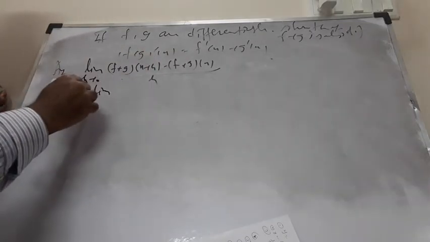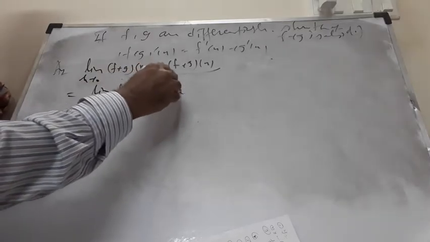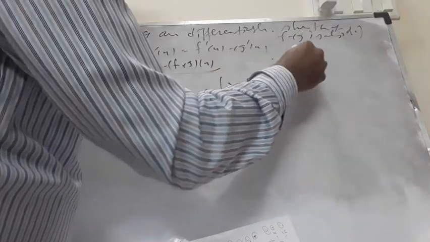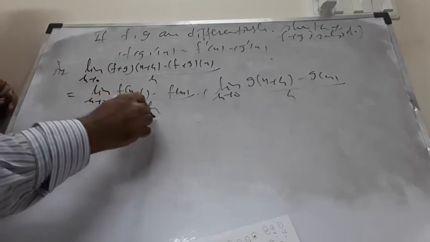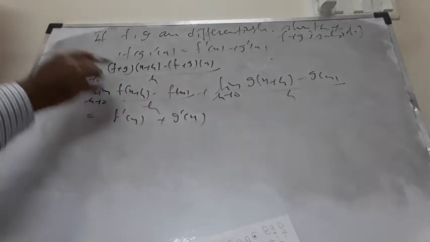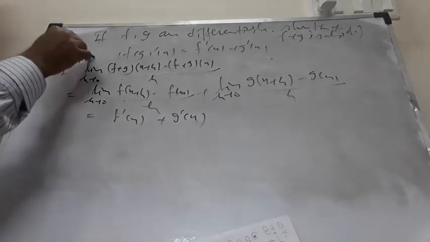What I will do is write (f(x + h) minus f(x)) whole by h separately, plus limit h to 0 of (g(x + h) minus g(x)) whole by h separately. This is nothing but f'(x), and this is nothing but g'(x). Now (f + g)'(x) is this anyway.